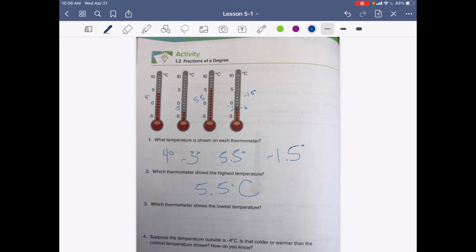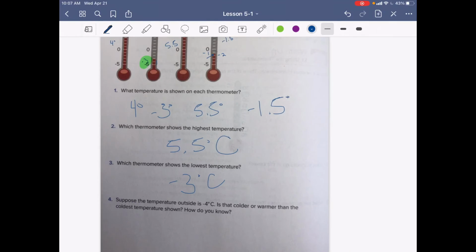And it's in Celsius. Which thermometer shows the lowest temperature, the coldest temperature? That's right, the second one right here. So this one right here, oops, I meant to use the highlighter, -3. So this one right here would be the lowest temperature. So -3 degrees Celsius. And then we have a question down here on the bottom.